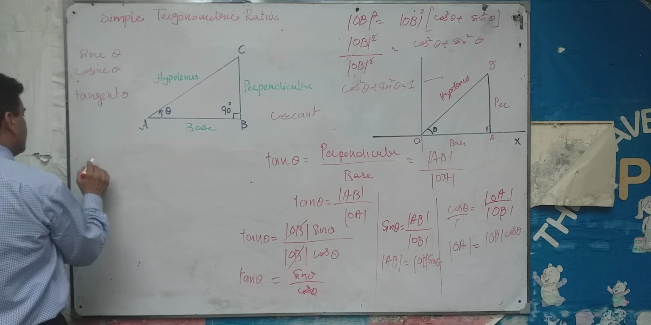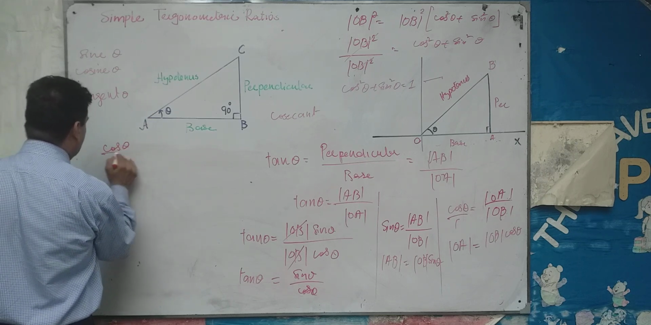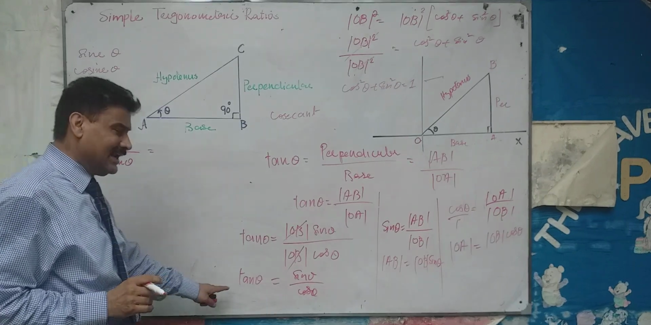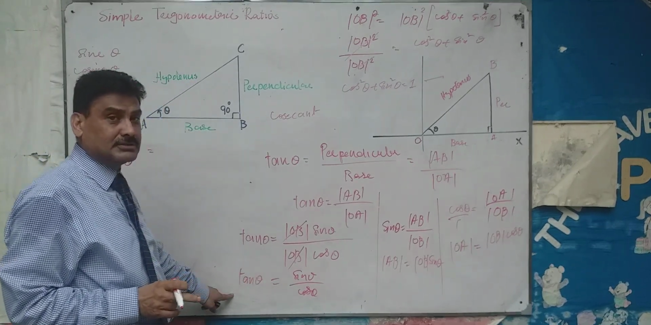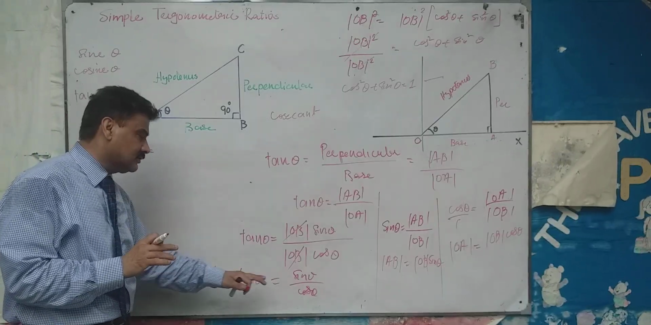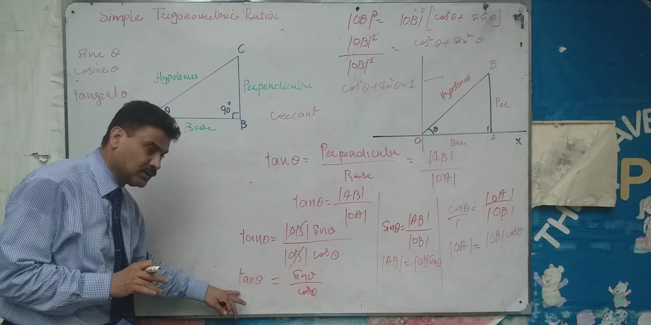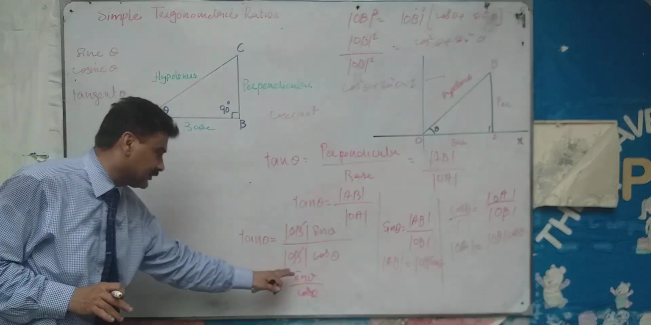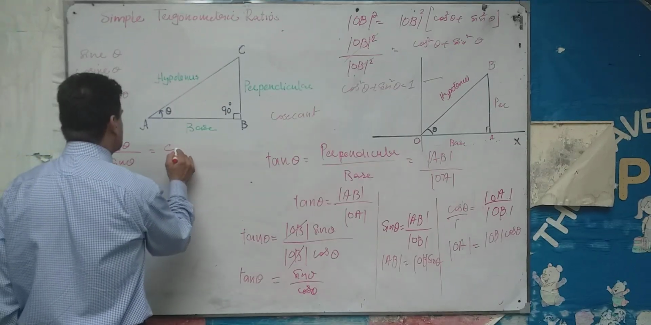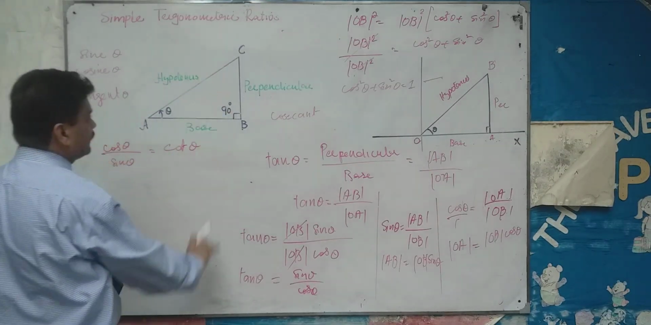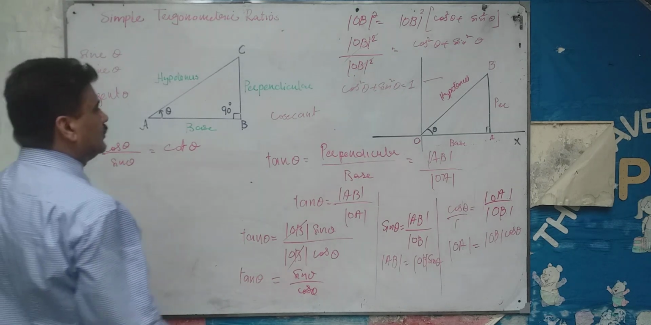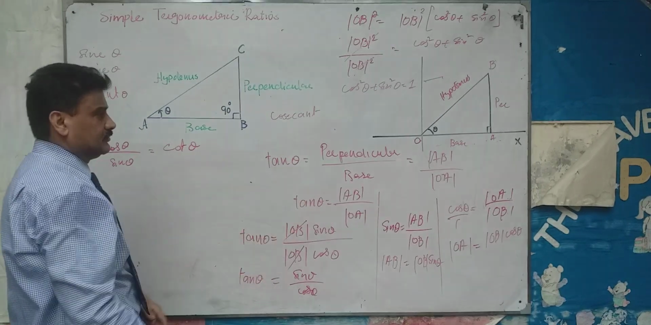Similarly, we can prove cos theta by sin theta. Since the reciprocal of tan is equal to cot, we take the reciprocal on both sides. The reciprocal of tan is cot, and the reciprocal of sin by cos is cos by sin. We write cos theta by sin theta is equal to cot theta. Okay. We will write here some trigonometric formulas.